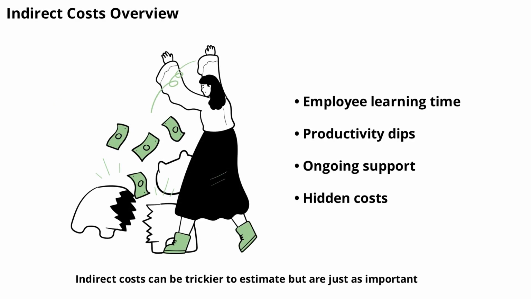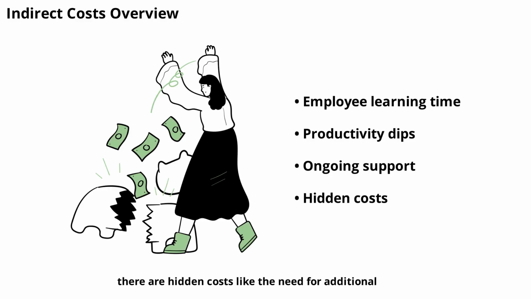Indirect costs can be trickier to estimate, but are just as important. These might include the time employees spend learning the new system, temporary drops in productivity during the transition, and ongoing support or maintenance fees. Sometimes, there are hidden costs, like the need for additional IT resources or unexpected troubleshooting. By accounting for both direct and indirect costs, you get a more complete picture of your total investment.